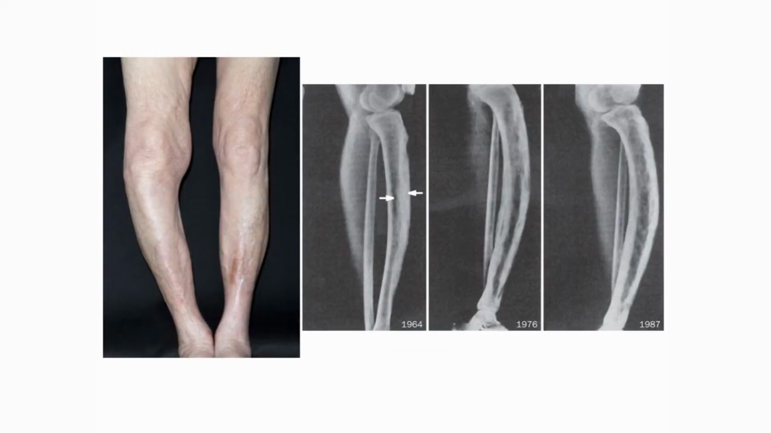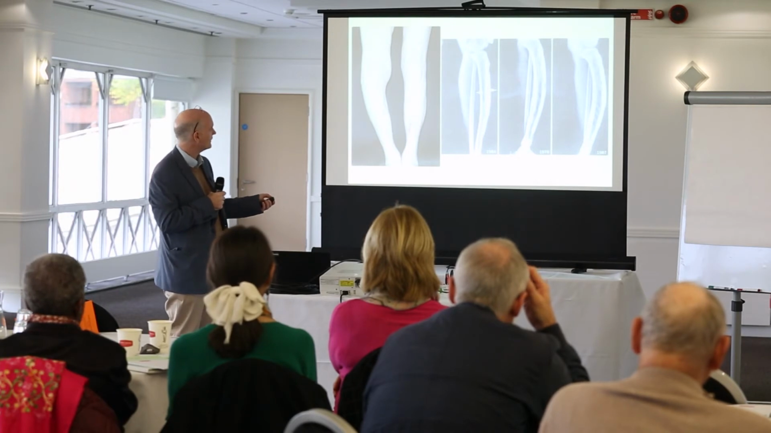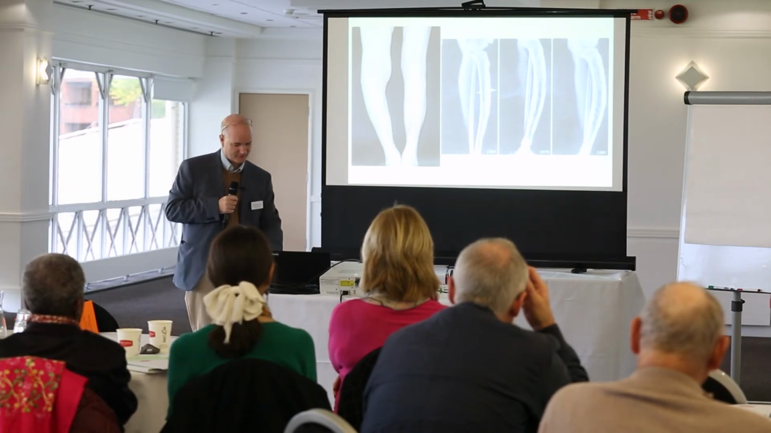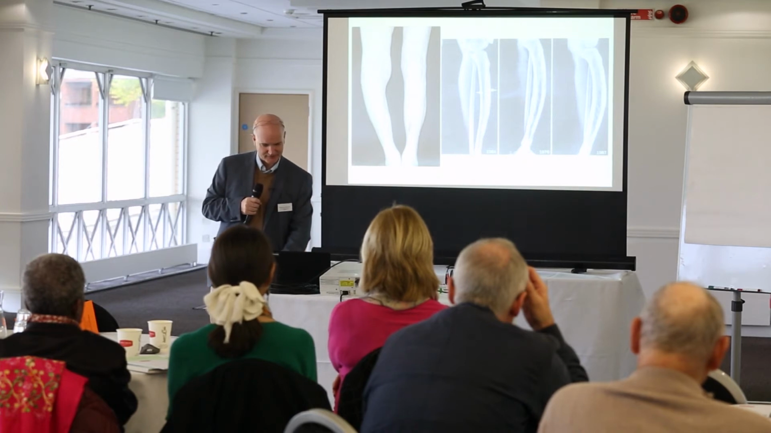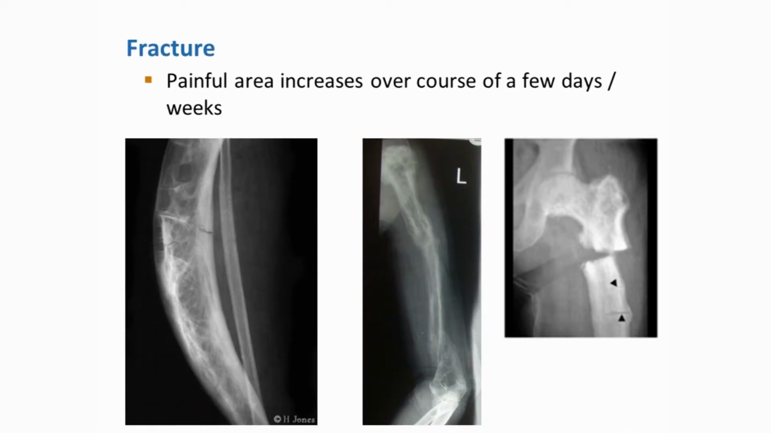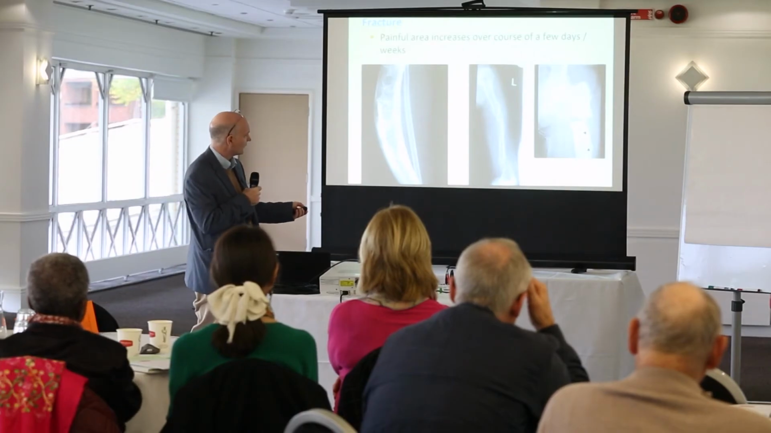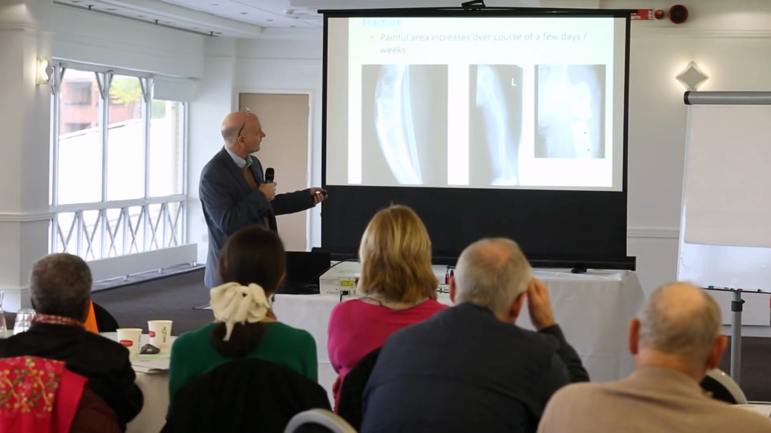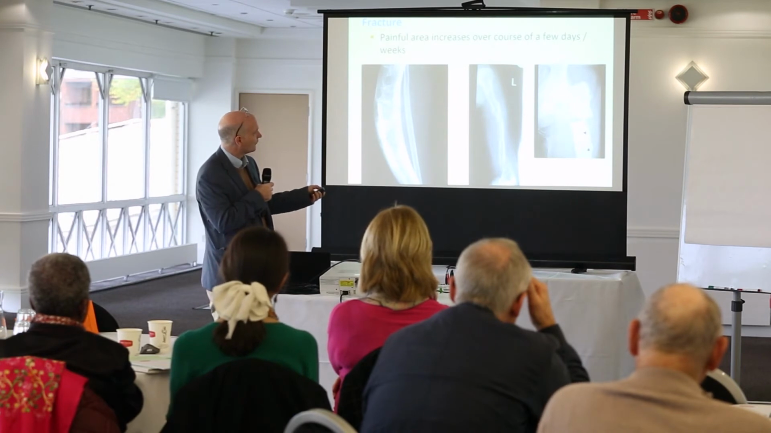Here's a little bit more typical sort of pagetoid shin bone. You can see the deformity progressing over the years, and ultimately this can lead to fractures, and you can see a fracture through this shin bone here. Here's a fracture through the bone, the long bone in the arm, the humerus. There's a fracture there, and there's a fracture here, and here is a fracture just below the ball and socket of the hip. So that's what we call a subtrochanteric fracture.